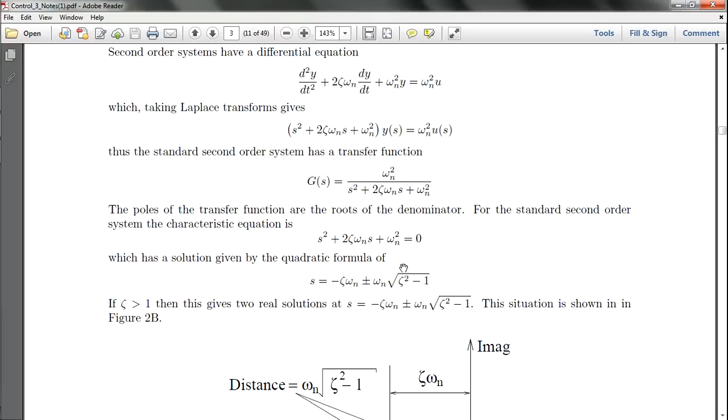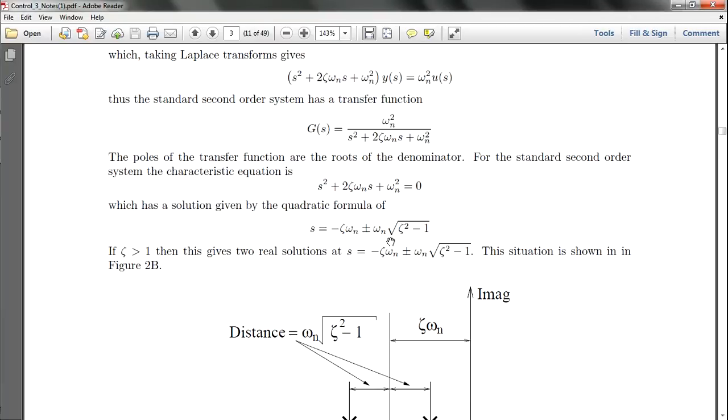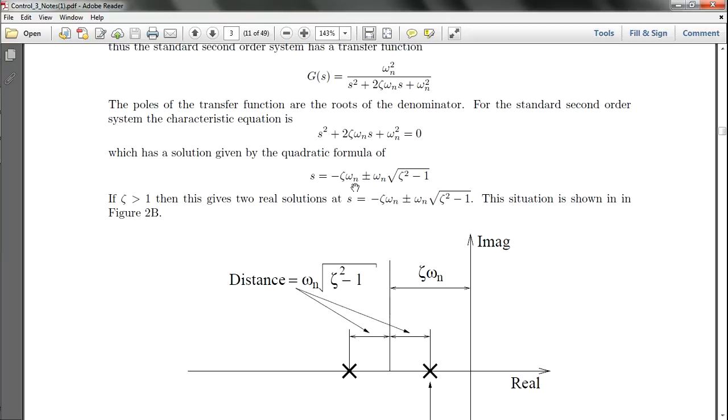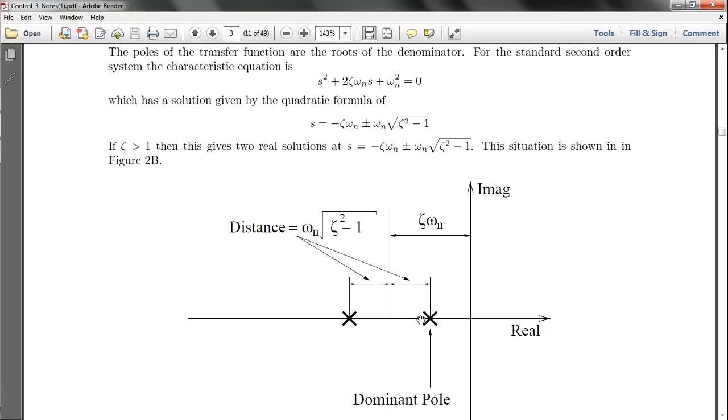So s can be in terms of this thing, right? If you were to sub in the natural frequency and the damping factor, you eventually get two poles, because you have two values. If you know quadratic equations, typically you will receive two values unless certain conditions. But if the damping factor is larger than 1, you will have two poles.